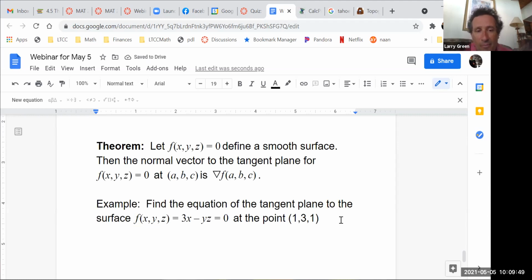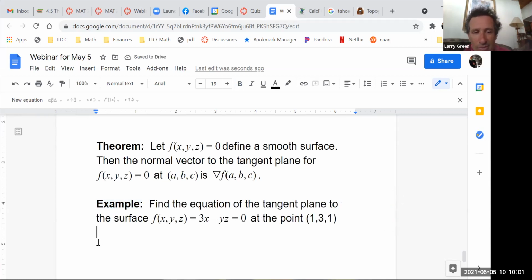So how do you do that? To find the equation of a tangent plane, what main vector do we need to find? Yeah, the normal vector. But guess what? The normal vector by the theorem is the gradient. Isn't that beautiful? So we just take the gradient. So the gradient of f, what's the gradient of f?